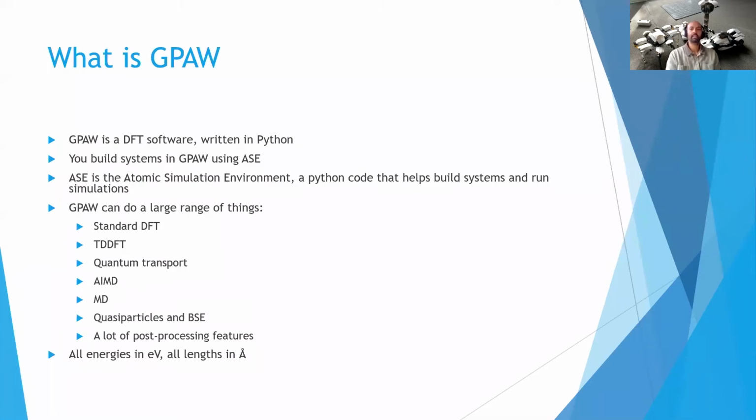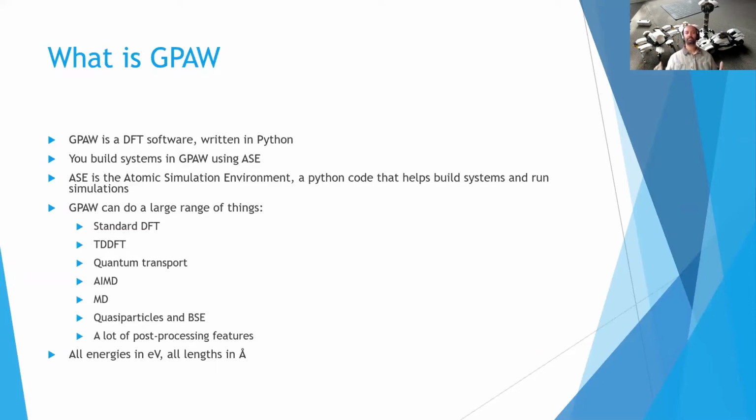What is GPAW? GPAW is a DFT software, as I said. It's written in Python. You can build systems in GPAW using ASE. So actually, GPAW is based on ASE, and ASE is an amazingly large and diverse and versatile Python environment. It's called the atomistic simulation environment. It's a helper, a DFT helper code that helps you build systems and run simulations. It doesn't really do DFT itself. It uses other DFT codes to run DFT, such as GPAW. So we've got GPAW and ASE.